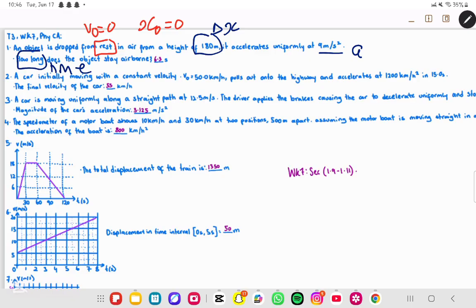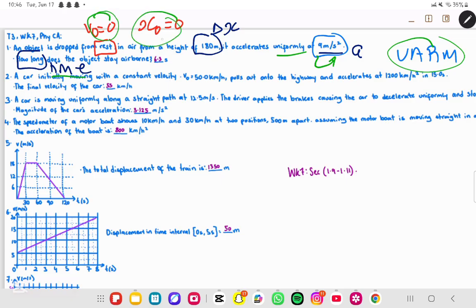Then we can say that the equation we will need to use is UARM. Why? Because we have a constant acceleration, since it accelerates uniformly, so we will use UARM. We need to find the time, and we have velocity initial, x initial, the displacement, and the acceleration. So you'll write this equation: 1/2 times acceleration times time squared plus velocity initial times time plus x initial, is equal to the displacement, right?